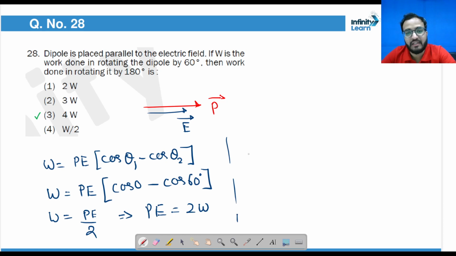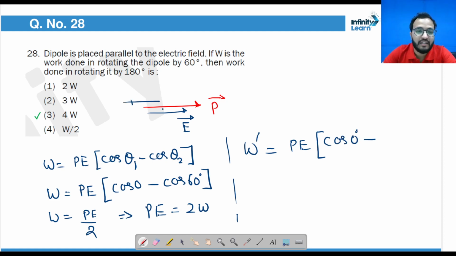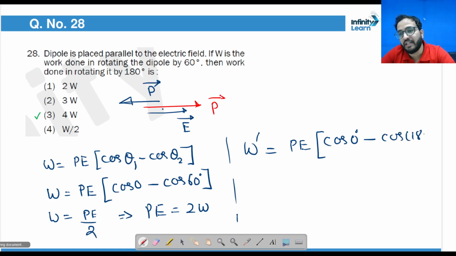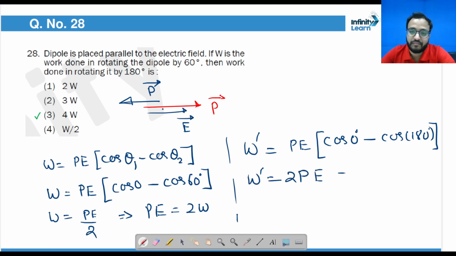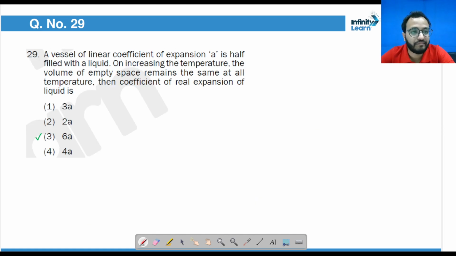So technically PE is 2W, right? Now what they are asking is work done in rotating it by 180 degrees. So PE cos of 0 degrees, because initially they are parallel, finally they are anti-parallel. So cos of 180 degrees, cos 180 is minus 1, so it is 2 PE. PE is 2W, so 2 into 2W, answer is 4W. You understand?